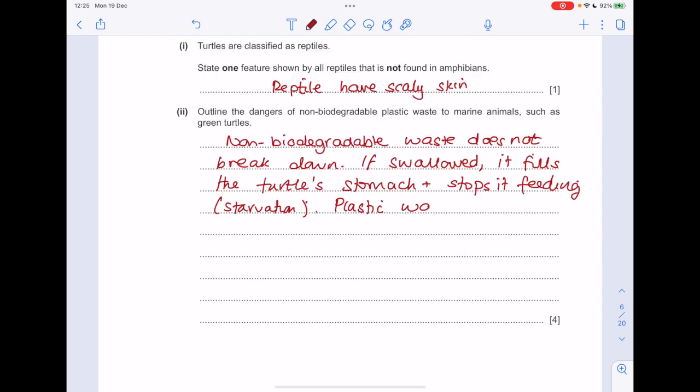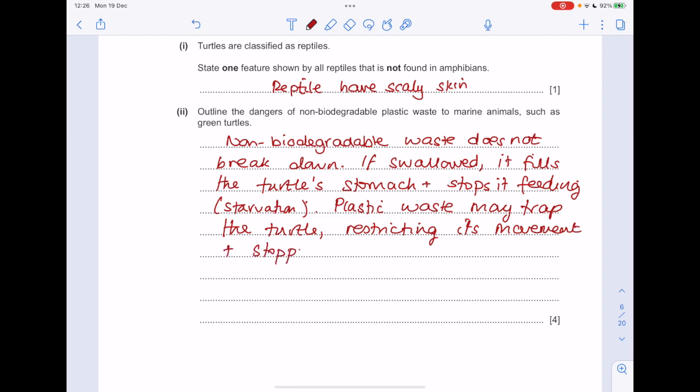Plastic waste may trap the turtle, restricting its movement, and stopping it from escaping predators, so it's more likely to be caught and eaten. The plastic waste may even be toxic.